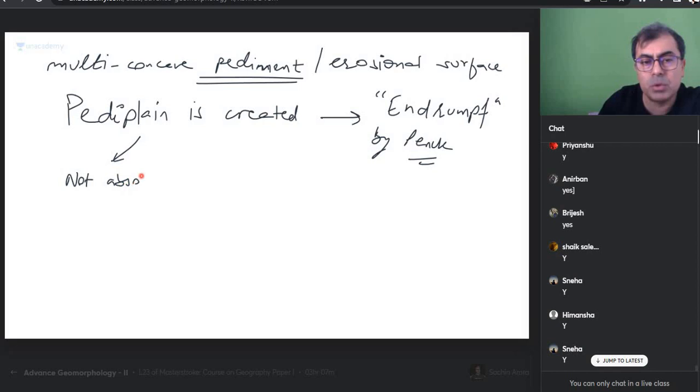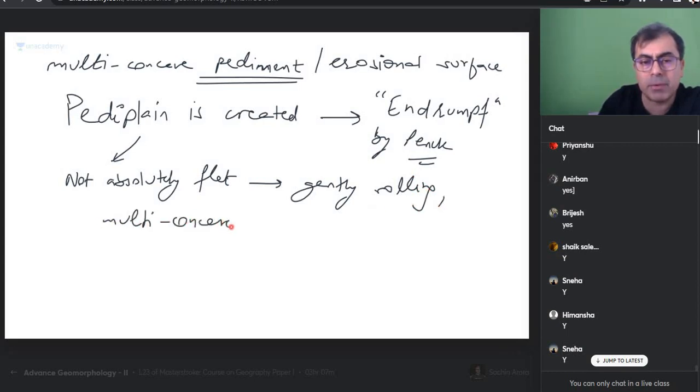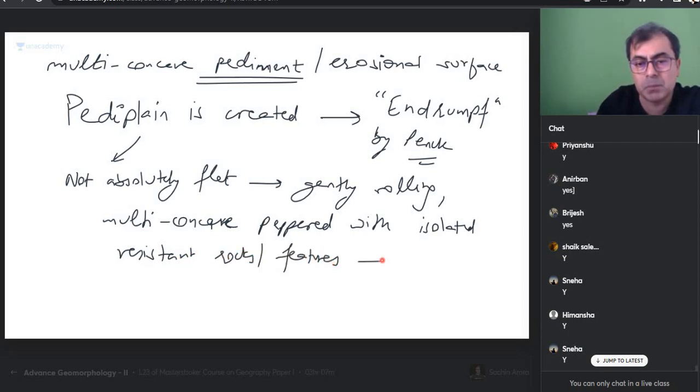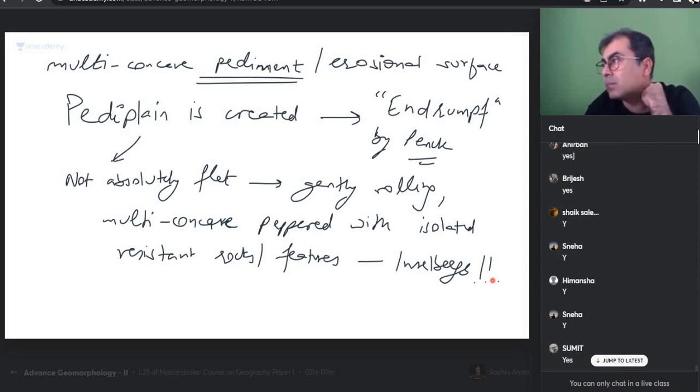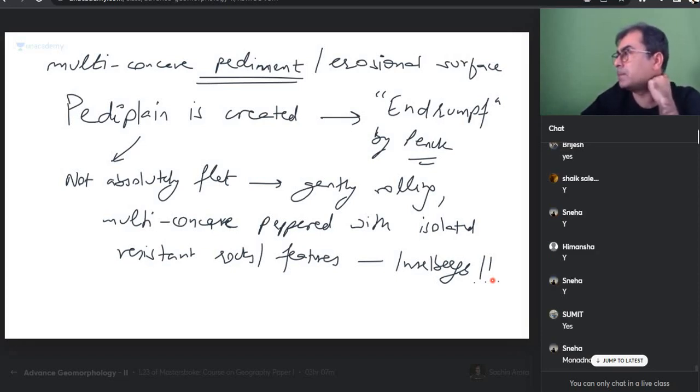Peneplain is not absolutely flat. It is gently rolling, multi-concave. It is not absolutely flat. It is gently rolling up and down here, multi-concave, peppered with isolated resistant rocks or features called Inselbergs. Is everyone okay? उन्हें Inselberg भी कहते हैं. Everyone with me on this?